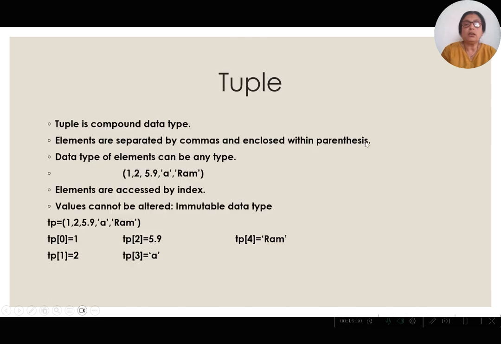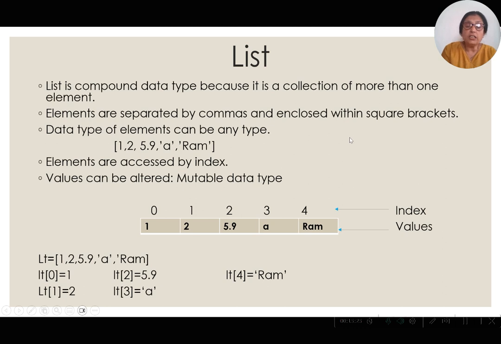Next is tuple. Tuple is also a compound data type. It is almost similar to a list, but here the elements are enclosed within parentheses, that means circular brackets. One thing is there: it is an immutable data type. That means once it is stored in memory, it cannot be changed. Suppose 1, 2, 5.9, A, RAM: we cannot replace A with any other string, or replace 2 with any other value, but that is possible in the case of a list. This 2 can be changed. The value at the first index can be changed.